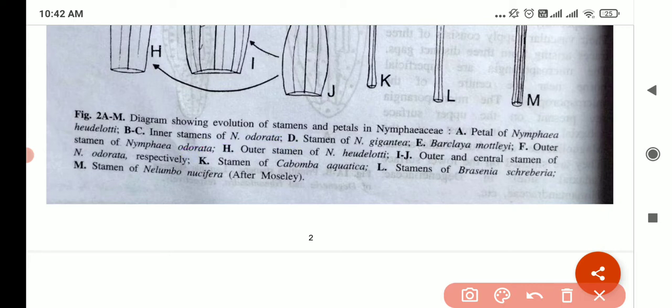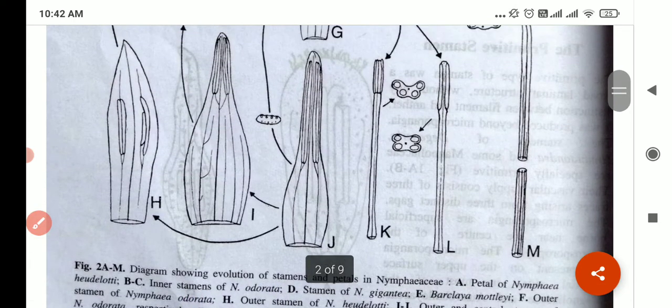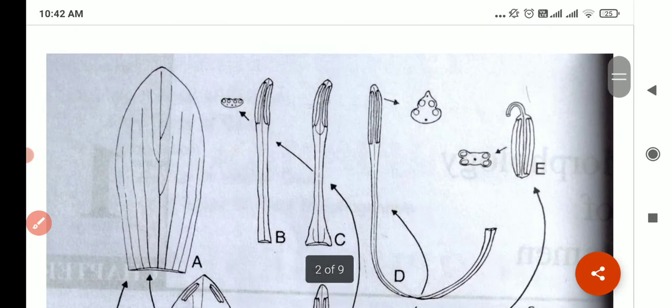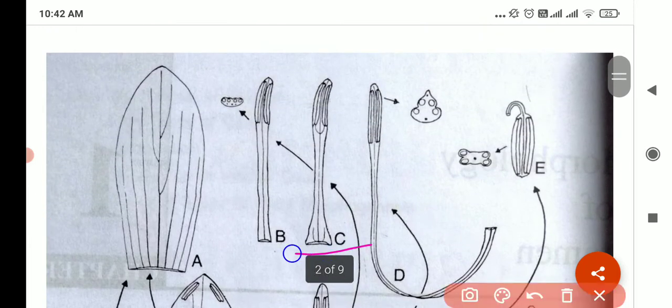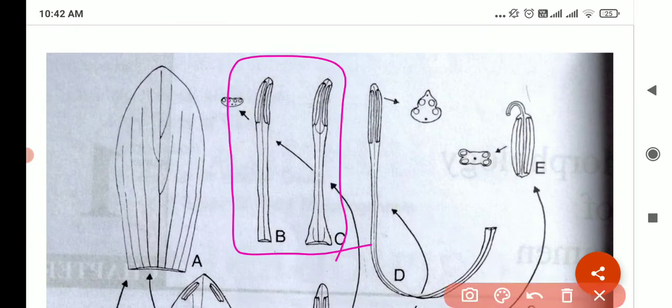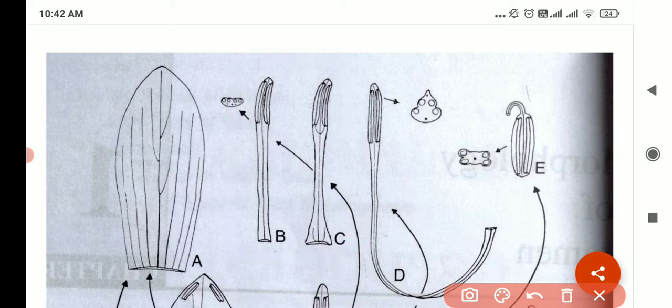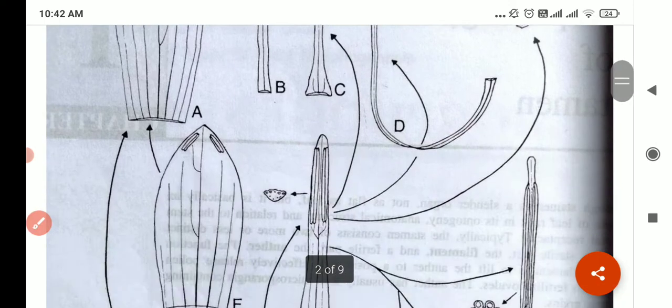So B to C, let us look. Looking at B to C, you see that they are looking almost like the futuristic one that we see. They are a little bit slender, a little bit long, so that is how it looks. Then let's look at the next ones.